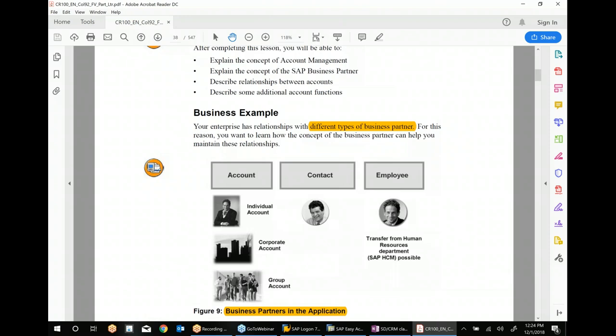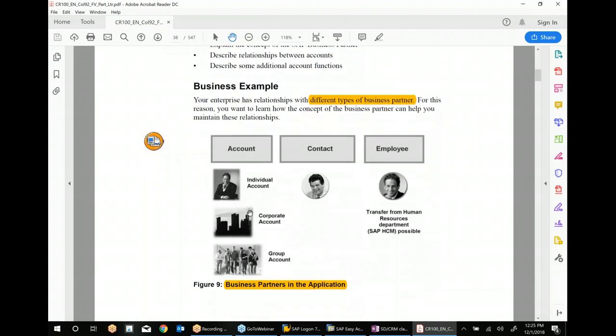Let us understand this. So, first and foremost, in the account, you can have three categories of account: individual account, corporate account, group account. Individual account basically means you're selling to an individual, you're selling to Michael, you're selling to Thomas, B2C. Corporate account basically means when you're selling to a corporate: I'm selling to Home Depot, Macy's, Costco, Pepsi, Johnson & Johnson. That is corporate accounts.